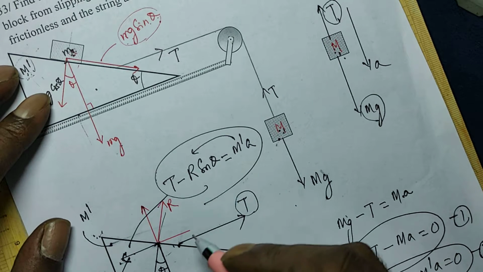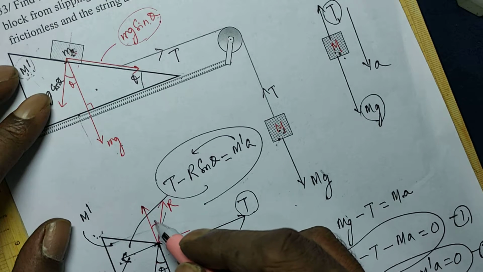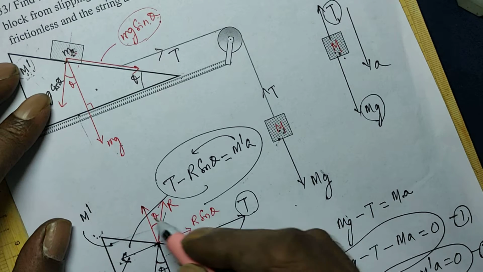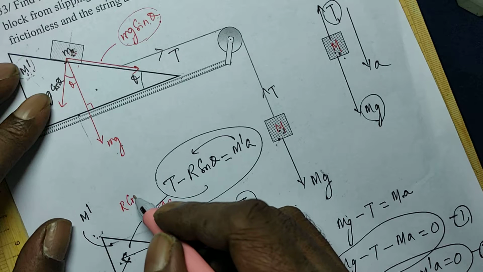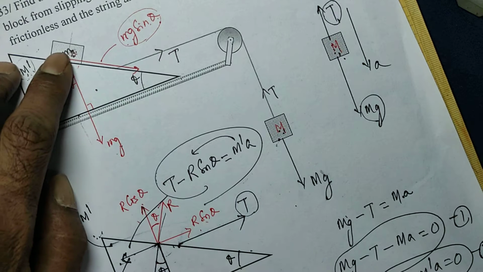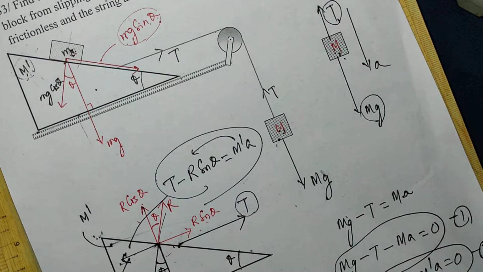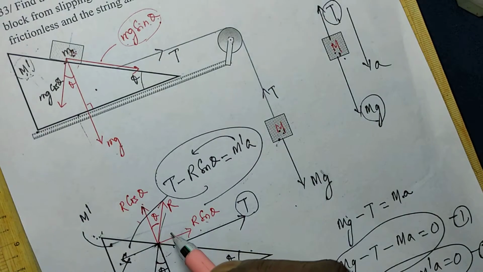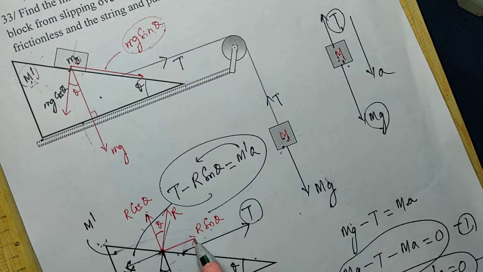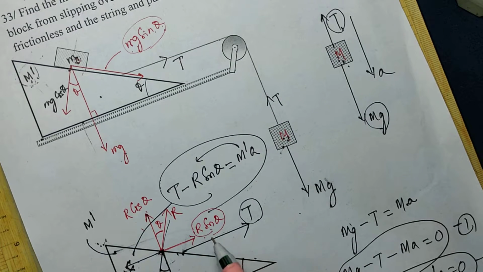Now the same R. This is theta, so this angle will be theta because it is vertically opposite. So this will be R sine theta, and this will be R times cos theta. Now these two I am writing for the block of mass small m. If you look at small m, it is pulled towards right due to R sine theta.